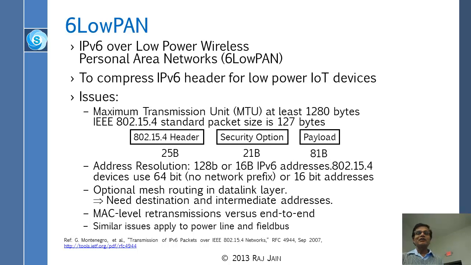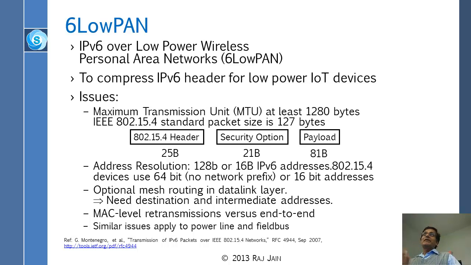It's like I was going to make a cartoon, an elephant on an ant. How do you send an elephant over a bunch of ants? The things that you have to send over are so tiny, and the thing that you have to send is so big, right? So how do you send 1280 bytes over a data link that takes only 127 bytes, or actually 81 bytes of payload? So that is one problem.